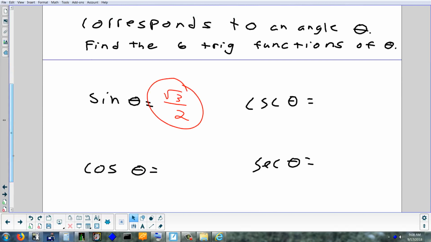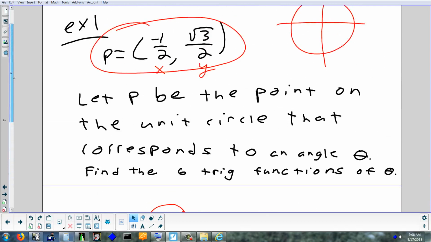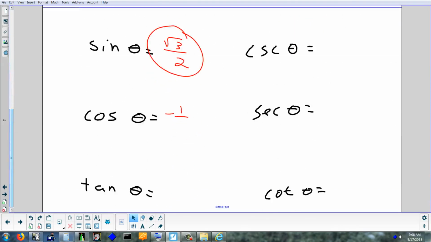Okay, cosine. How about Oscar? What's the formula for cosine? X. So we'll go back up and look at our x value. What's my x value here? Negative 1 over 2. Yep, negative 1 over 2. Those are the easiest two because they're directly from the coordinate, the y and the x. Everything else is a calculation. Maybe you have to flip something or divide something. So let's go through that.